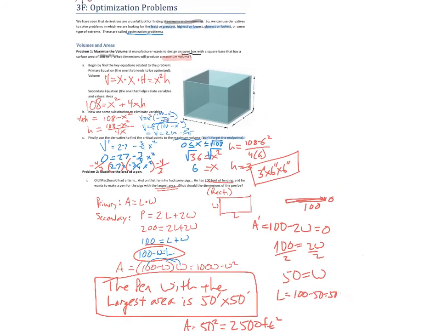So remember, we want a primary equation and a secondary equation. The primary equation is the one that we're trying to optimize. The secondary is that helper fact that we know.